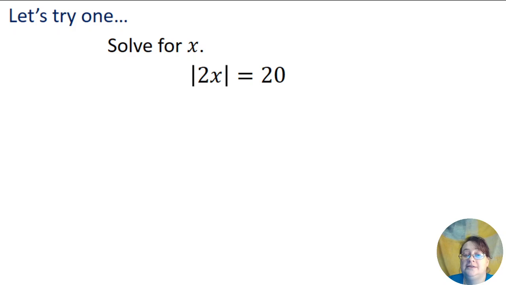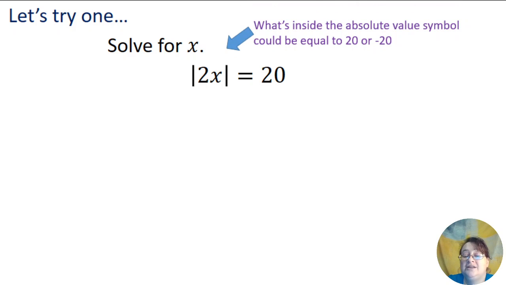Let's try another one. We're going to solve for x. So we see here the absolute value of 2x equals 20. Thinking back to our last example, when we had the absolute value of x was 5, and we counted both directions, we landed on +5 or -5. So if we're looking at 20 spaces away, we would either land on 20 or -20. So what's inside that absolute value bracket could be equal to 20, or it could also be equal to -20, and still give us 20 for our absolute value answer.